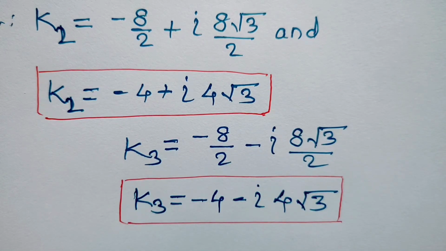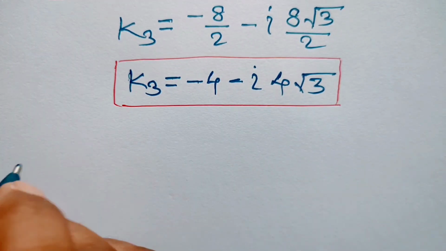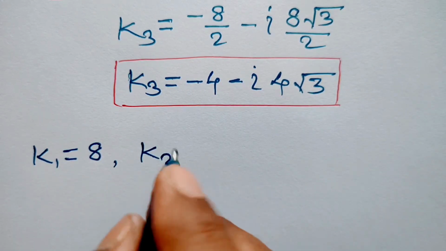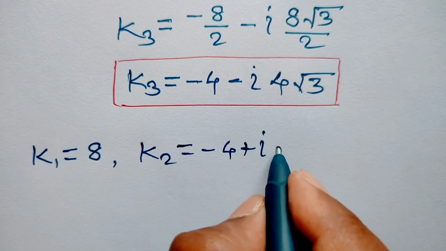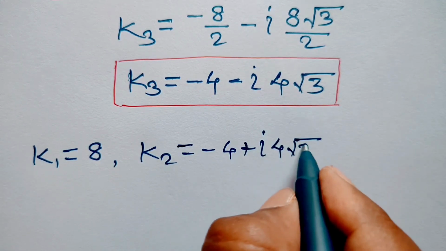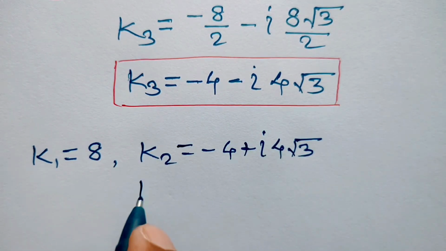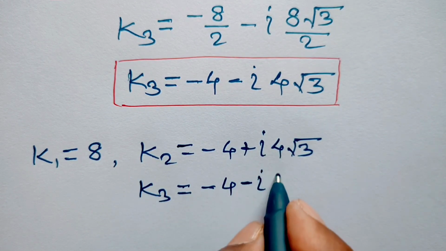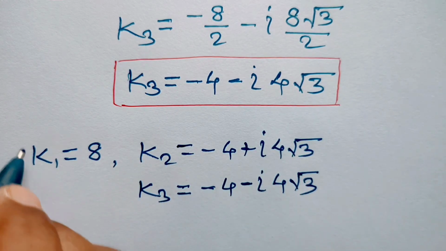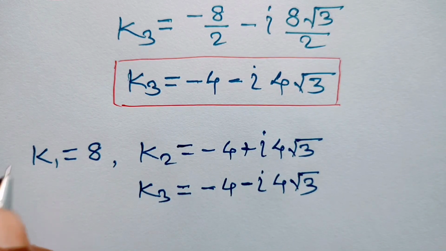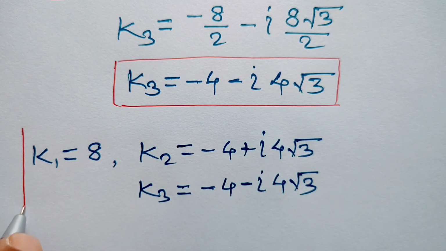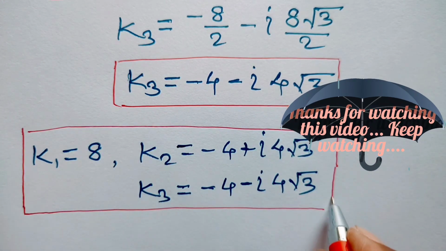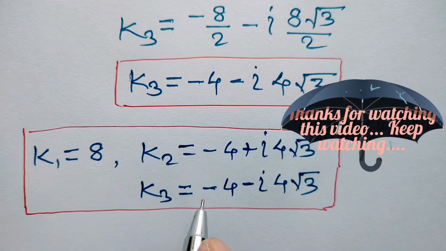So the answer is k1 is equal to 8, which is the real root. k2 is equal to minus 4 plus i into 4 root 3, and k3 is equal to minus 4 minus i 4 root 3. These three roots are roots of the given exponential equation. First root k1 is the real root, and remaining two roots k2 and k3 are imaginary roots.